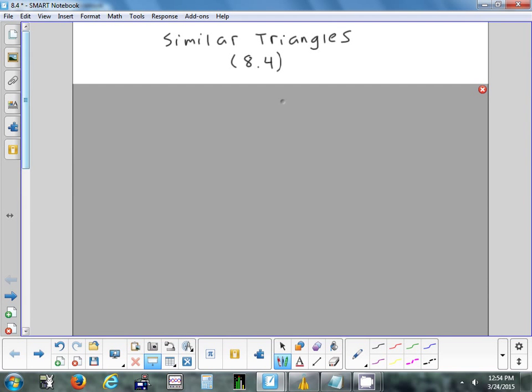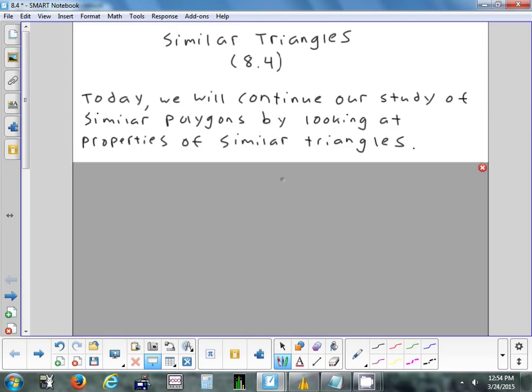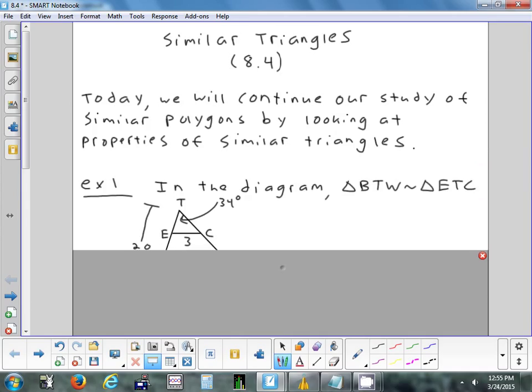All right, so let's take a look at section 8.4. We started to talk about similarity yesterday. Today, as I said, we're going to focus in on one shape, just triangles. Keep in mind some of the properties that you know, though. For example, parallel lines cut by a transversal, alternate interior angles being the same. Some of those properties are going to start to come back. You'll see when we sketch some pictures how they come up.